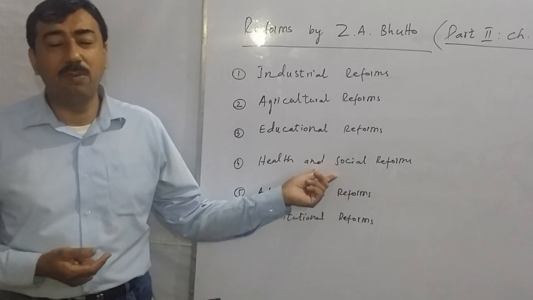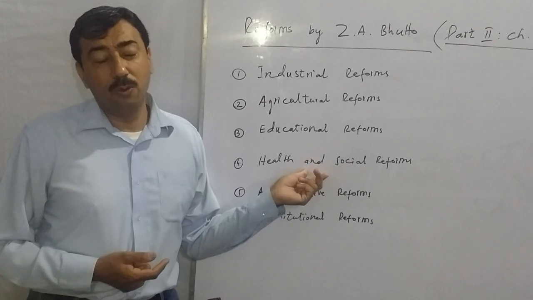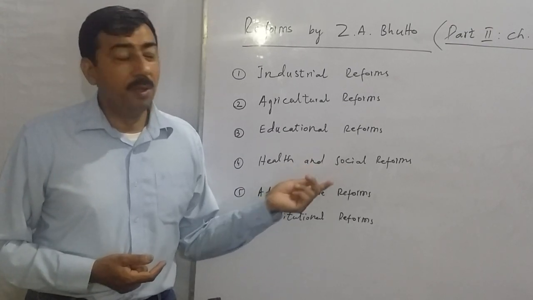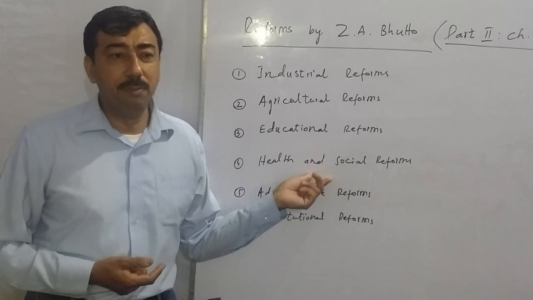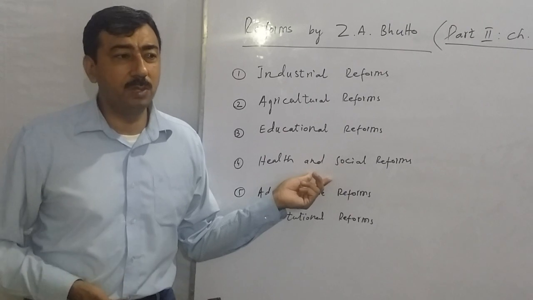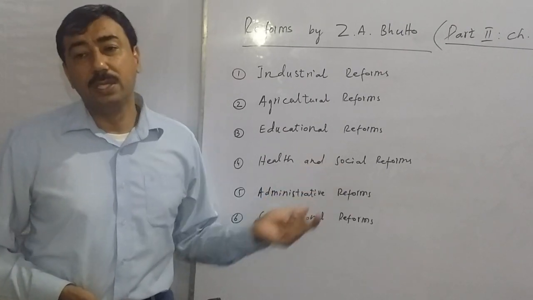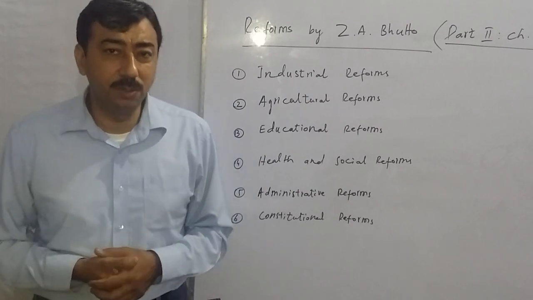Bhutto believed that health was one of his key focuses. He introduced the rural health center in rural areas. For every 60,000 people, he built a rural health center for the treatment of the people, where a doctor was appointed, while in urban areas there were basic health units, with one basic health unit for every 20,000 people.